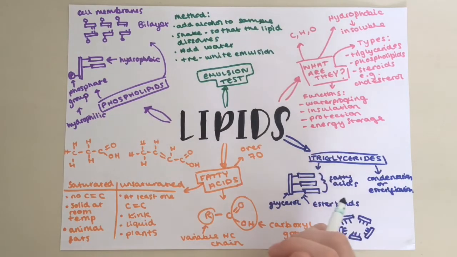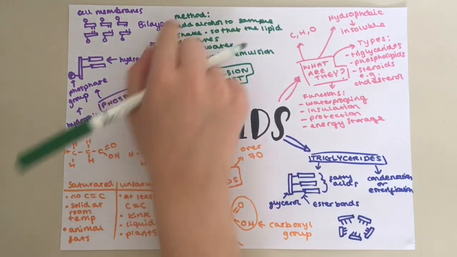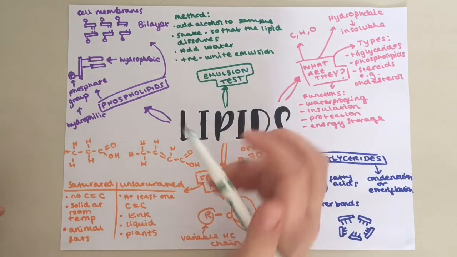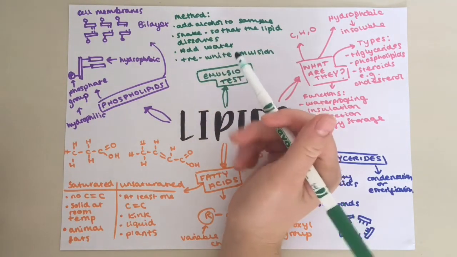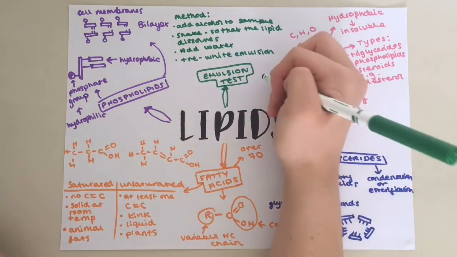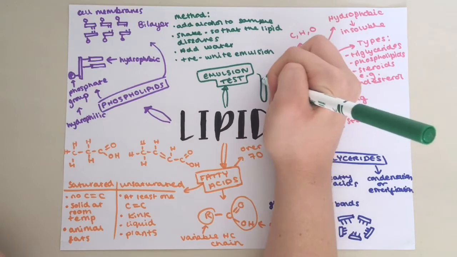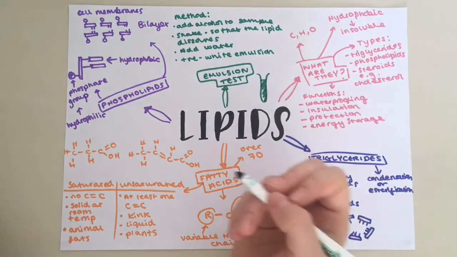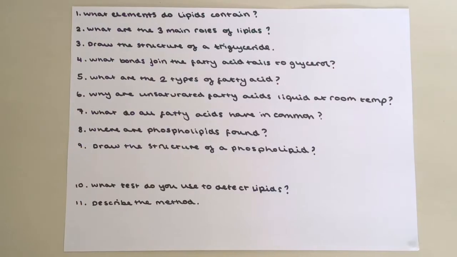This is basically because in the water, the lipids will form droplets like this that will be dispersed throughout the water, and when light passes through, they will scatter the light, giving this emulsion, cloudy white effect. The more lipid that is present, the more milky the colour will appear. If there is no lipid present, then the solution will remain clear. Now pause the video and have a go at these questions.